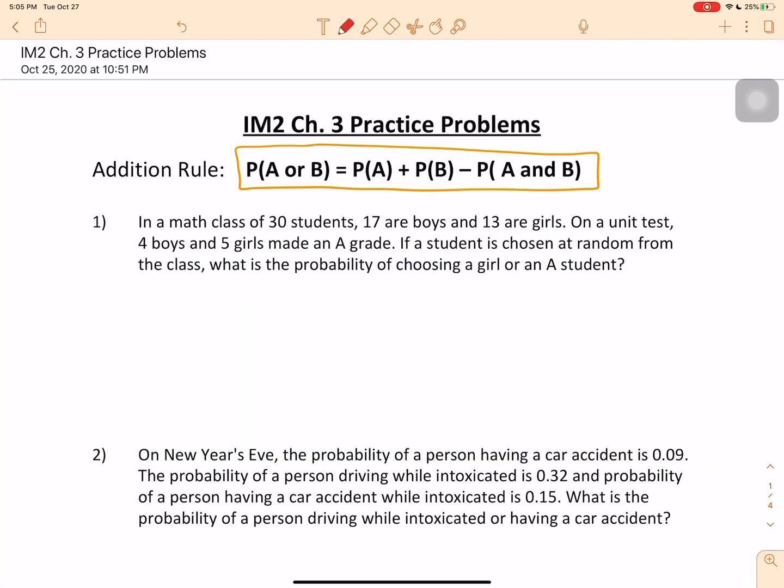So here we go. Here we have a math class of 30 students where 17 are boys and 13 are girls. On a unit test, 4 boys and 5 girls made an A grade, or they got an A on the test. If a student is chosen at random from the class, what is the probability of choosing a girl or an A student? As soon as you see "or," that is the addition rule. Some event, a girl, or some other event, being an A student, is happening.